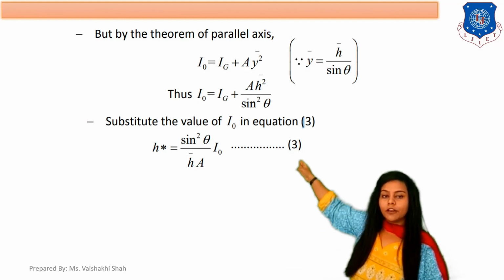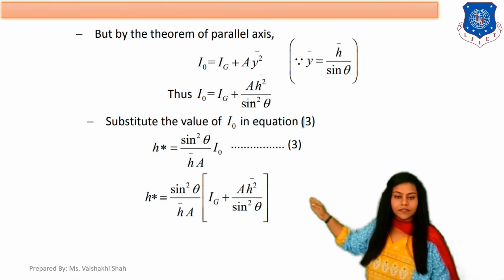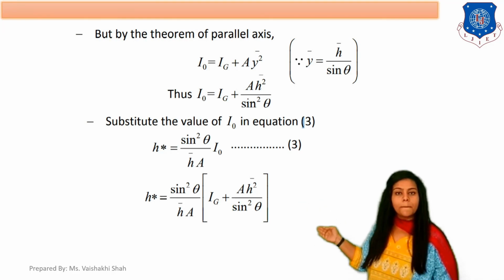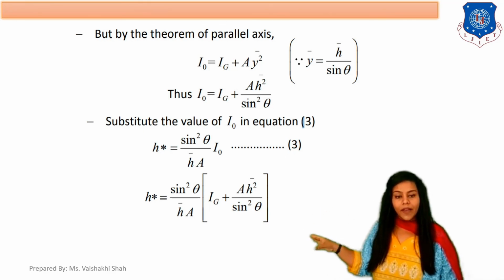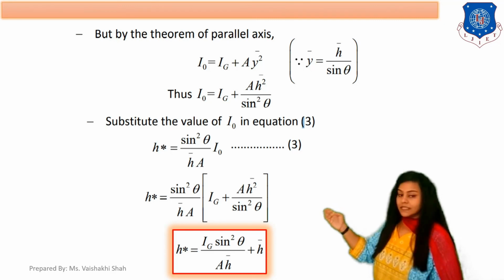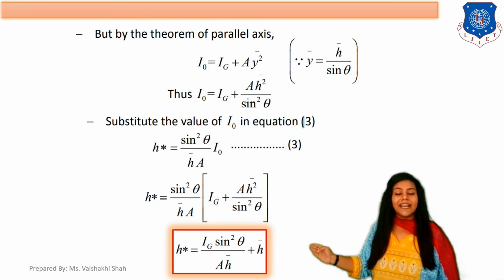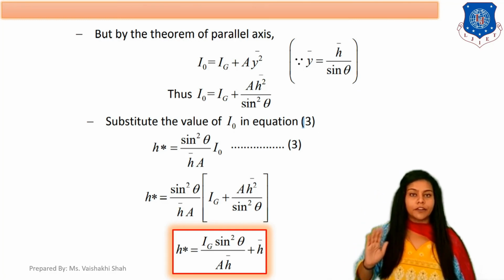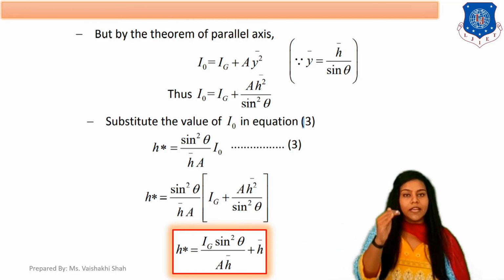Now placing the equation of I0 in equation number 3, h star equals sin square theta upon A h bar into Ig plus A h bar square upon sin square theta. By rearranging the terms, your final equation for h star is Ig sin square theta upon A h bar plus h bar, where h star is the distance between the center of pressure and the free surface of the liquid. h bar is the distance of the center of gravity from the free surface of the liquid.